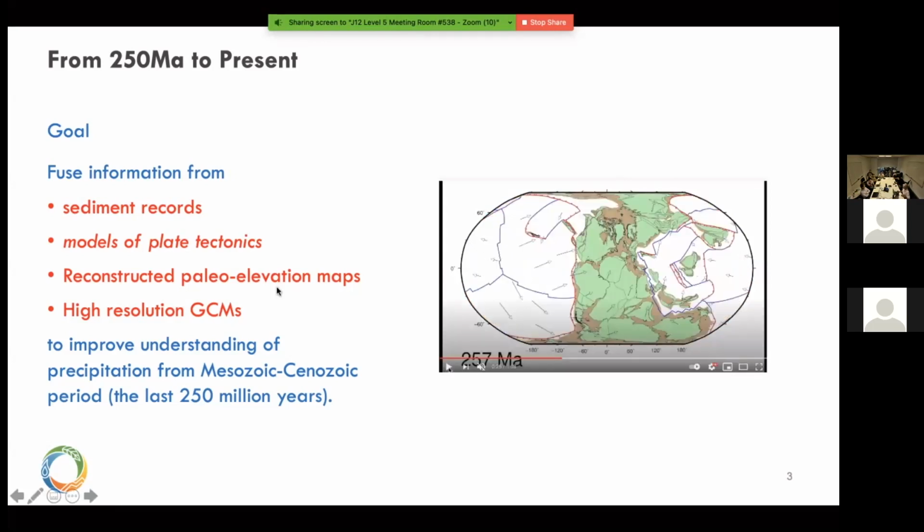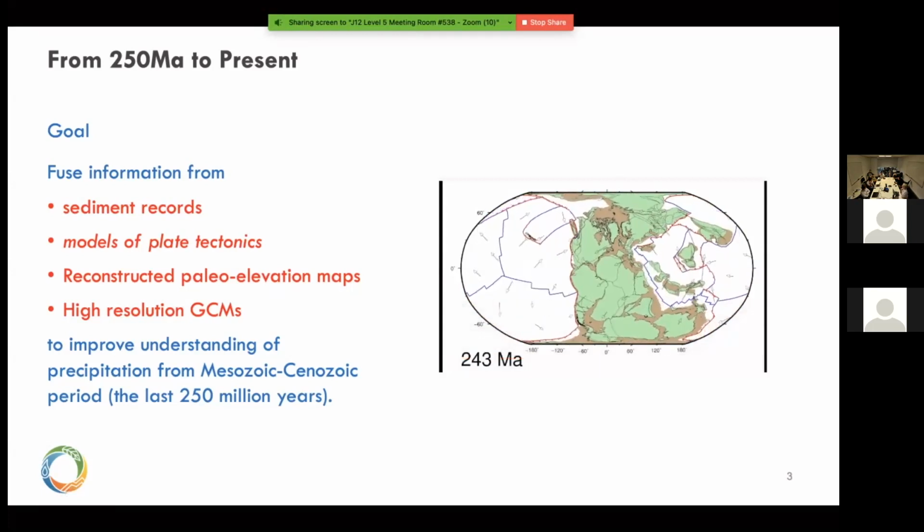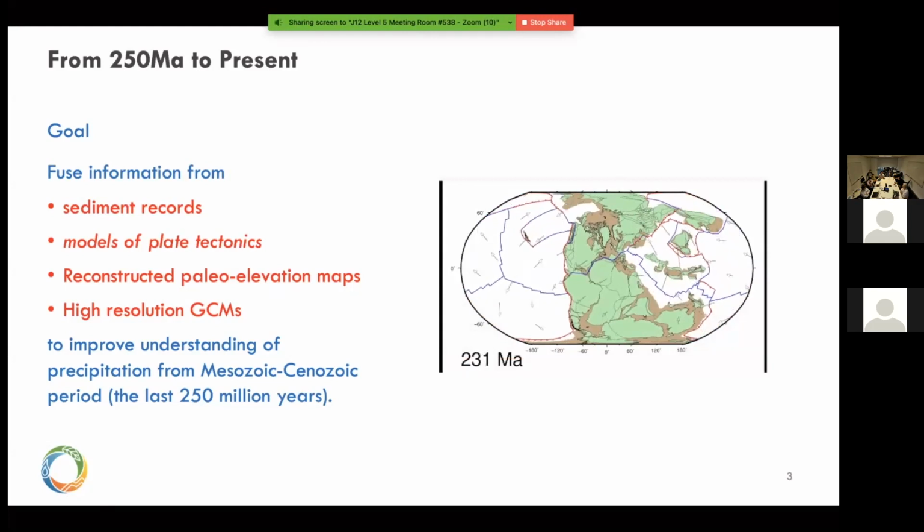Quick question there: do these tectonic maps over time have uncertainty associated with them, or are they pretty sure?